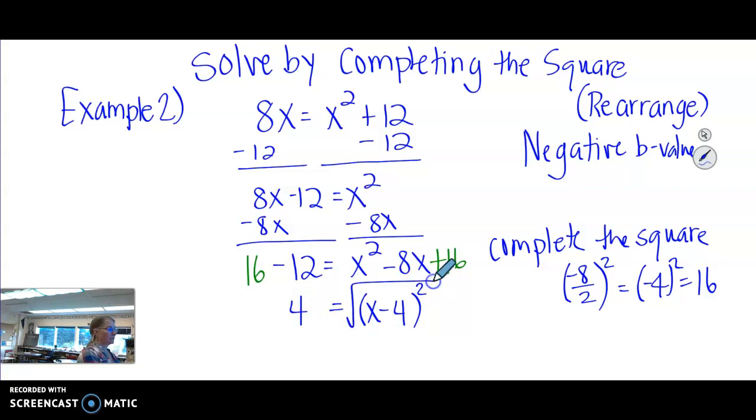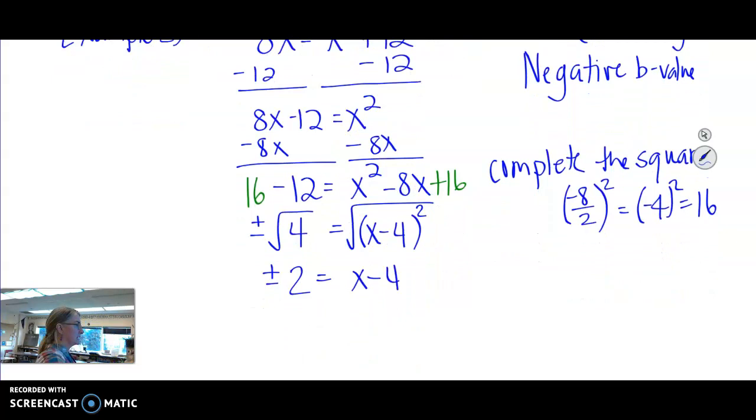Now I'm going to do the square root, and I have to do plus or minus the square root of 4. So that is plus or minus 2. And the square root of this quantity squared cancels out. So I have plus or minus 2 equals x minus 4.